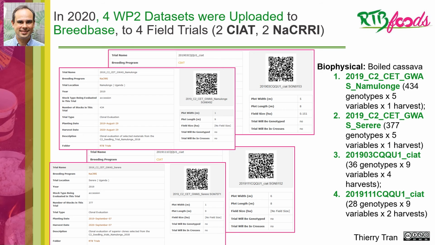From 2020, there are 4 trials already uploaded in Cassava Base with quality traits, one with 434 genotypes and 5 variables and 1 harvest, the second with 377 genotypes with 5 variables and 1 harvest, the third with 36 genotypes and 9 variables and 4 harvests, and the fourth with 28 genotypes and 9 variables and 2 harvests.